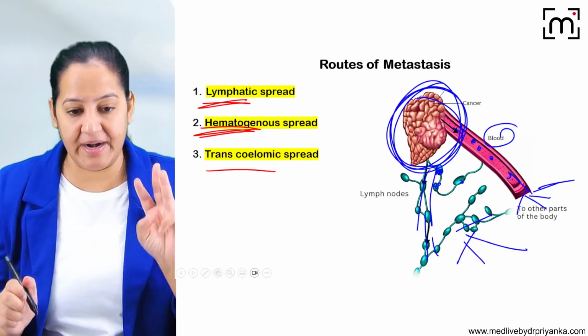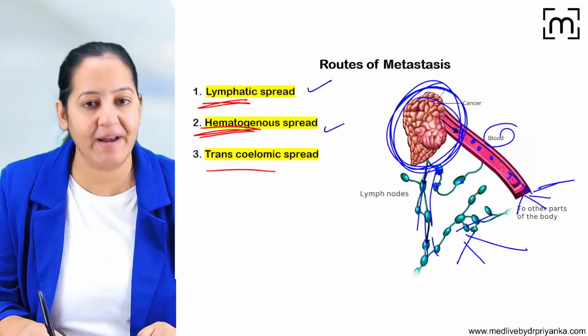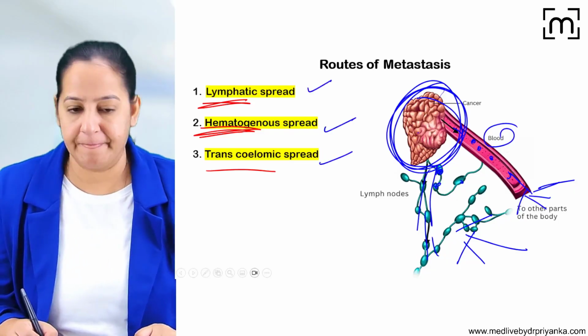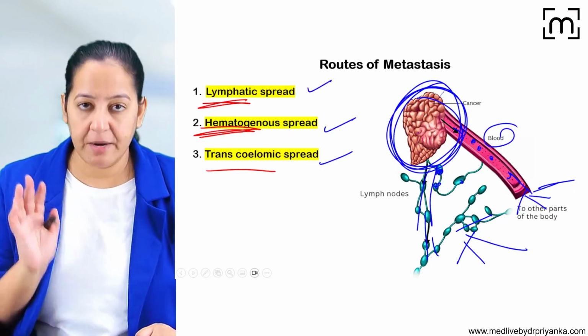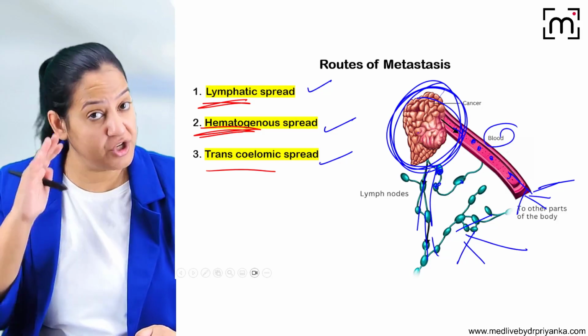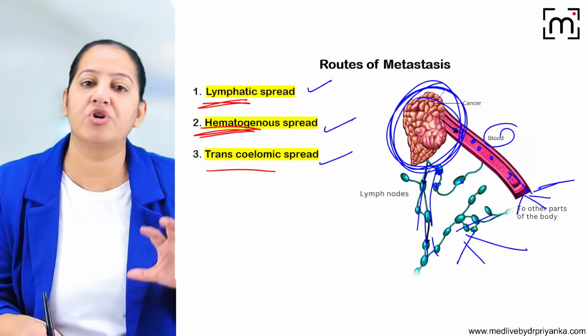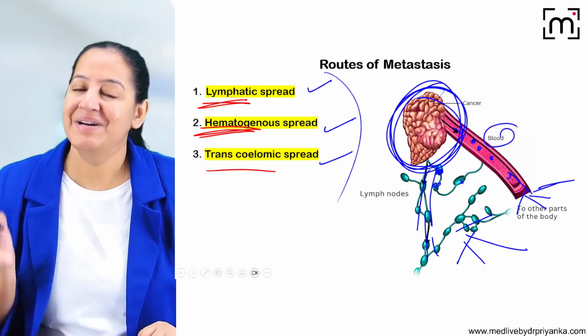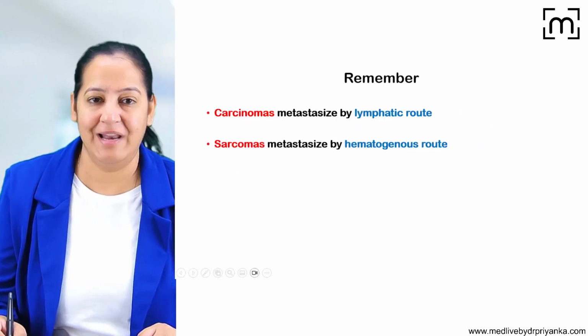So out of the three spreads, the first two are important: lymphatic spread and hematogenous spread. Transcoelomic is also there, but it's rare. One by one, we will see the details of all three routes. You can get a short question on any of them. And if you get a long question, you have to write all of it with the diagrams. So let's start with the first route, the lymphatic route.